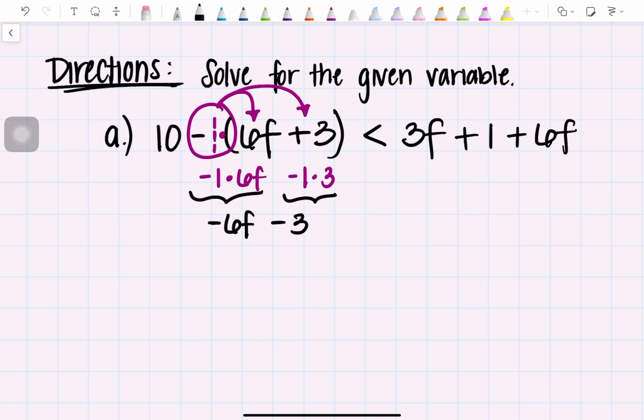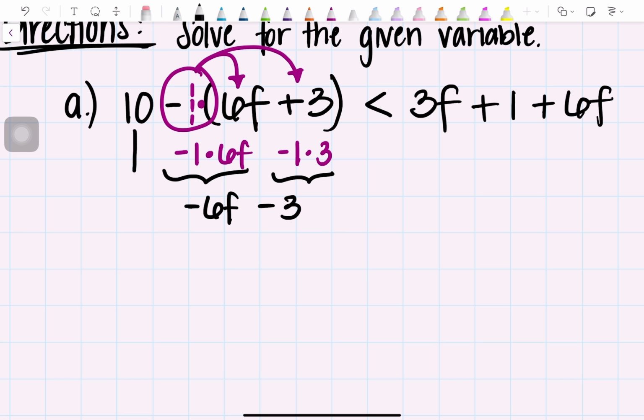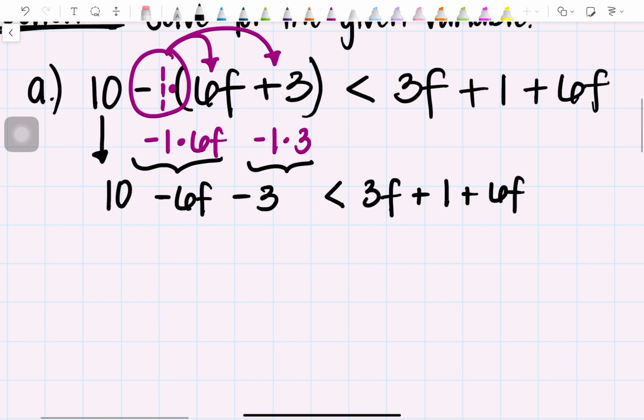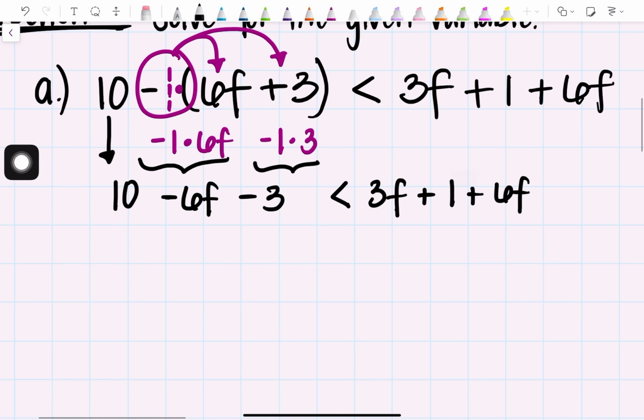And I'm going to go ahead and bring everything else down. Bring down the 10, bring down our sign, 3f plus 1 plus 6f. All right, and this is what we have after the distribution, which is the first thing we did here. Now, let's go ahead and check.